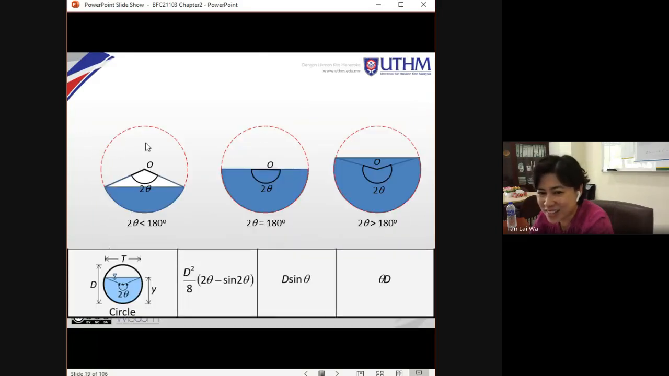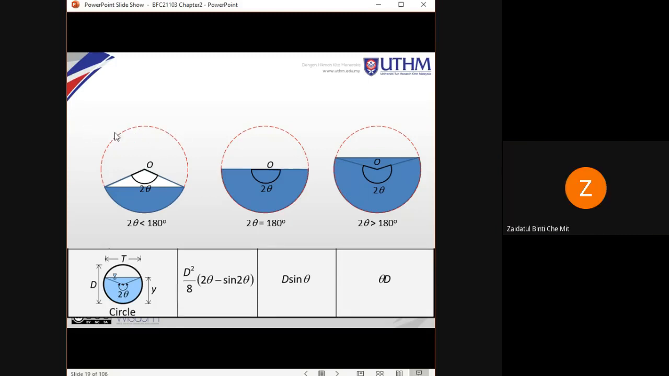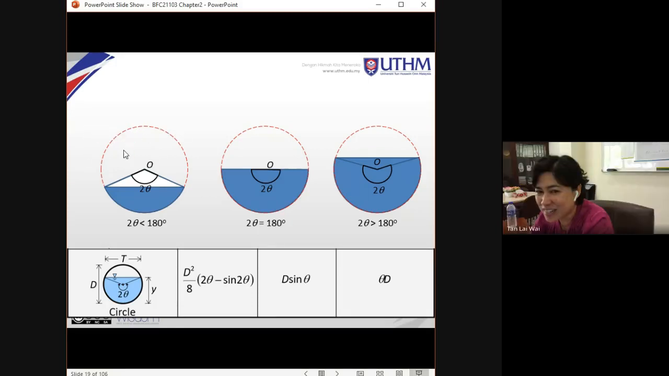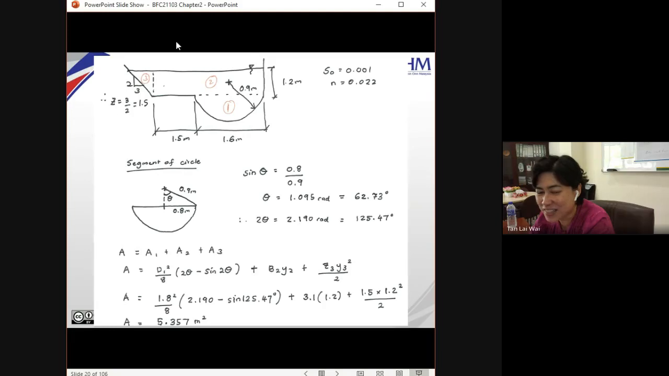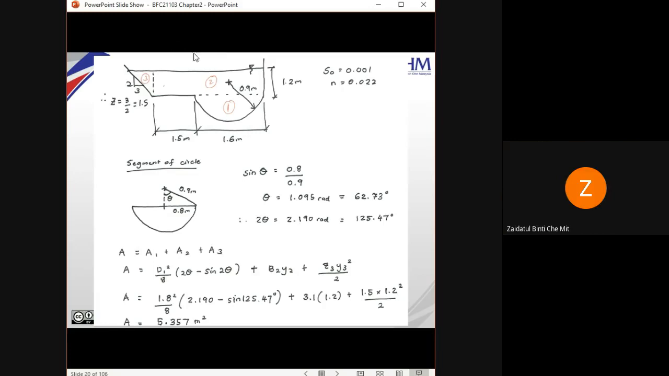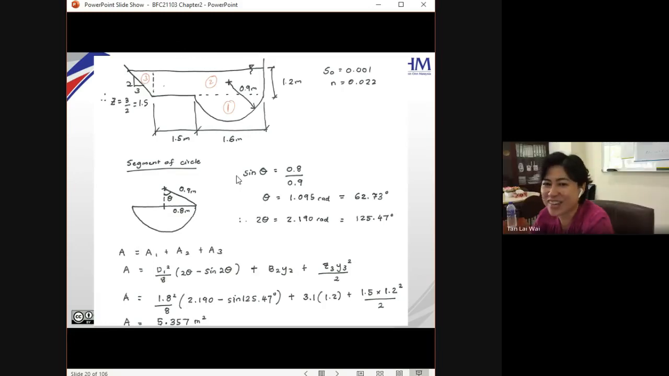No. This case is case 1. Do you think this width is the same as the diameter? Diameter is measured here, right? Yeah. So in this case, diameter is greater than 1.6. You see, the radius is 0.9. Diameter should be 1.8, right? Yes. Radius 0.9. So okay, don't worry.